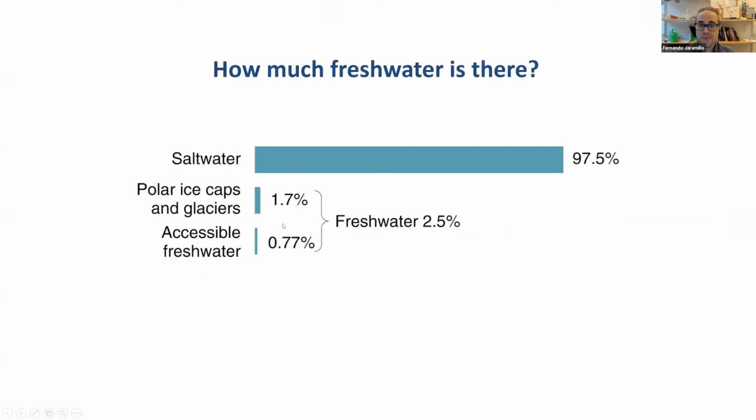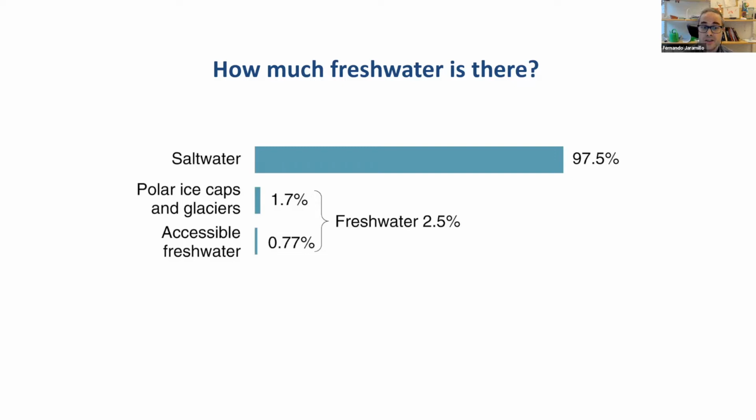Okay, so going back to this, only 2.5% of the water on Earth is not salty, so it's fresh. That's the water that we humans consume for drinking, for use, that ecosystems need to thrive. So we're all fighting for 2.5% of all the water on Earth. And to make things worse, 1.7% of this water is as ice, so we cannot use it.